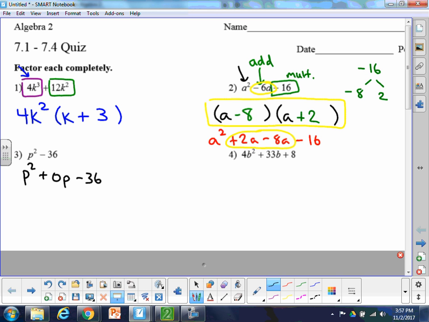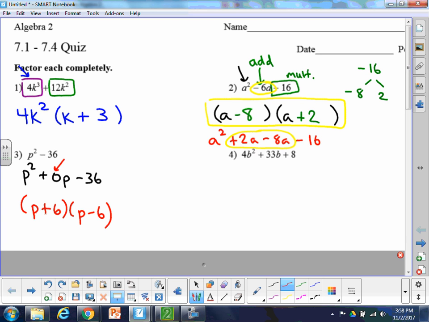And do the same process we did on the previous problem, where we're going to need factors of negative 36 that are going to add up to, in this case, 0. So it's going to have to be a positive 6 and a negative 6. So we'll go with p plus 6 times p minus 6. Okay, this one's also known as the difference of perfect squares, so it's kind of a special case here, but you can think of it like we said with a 0 in the middle as well.